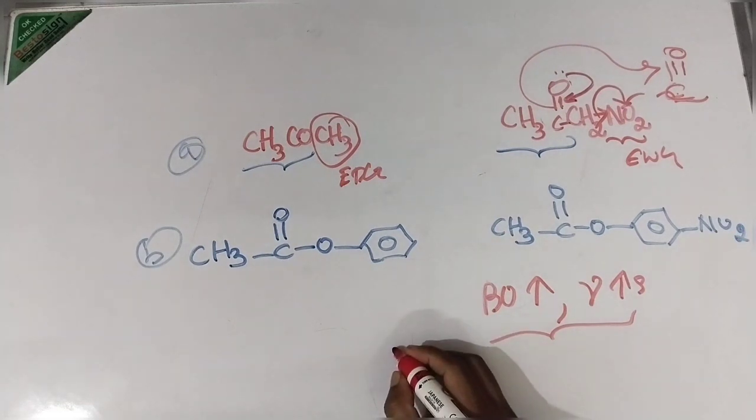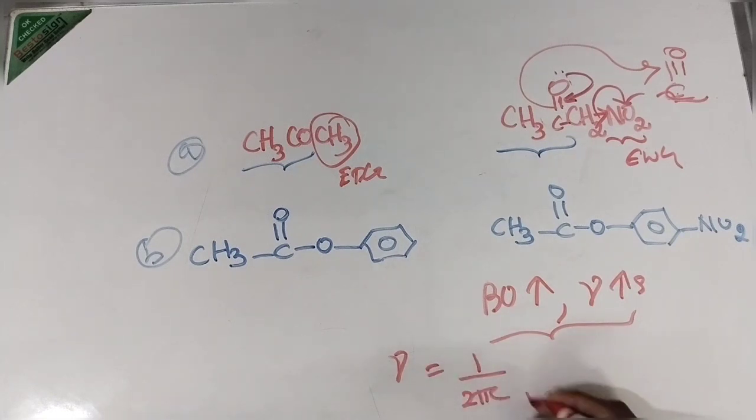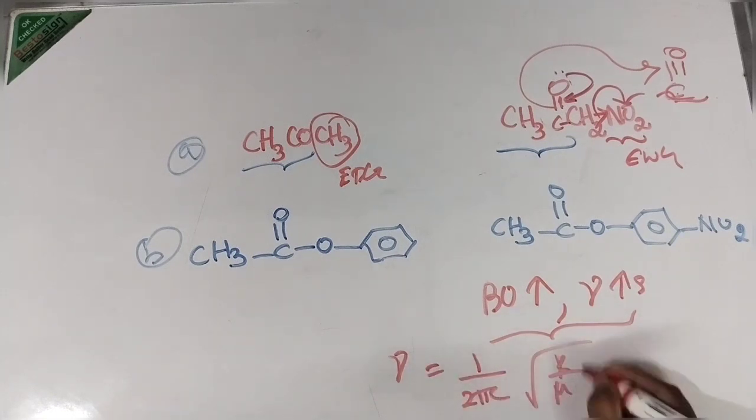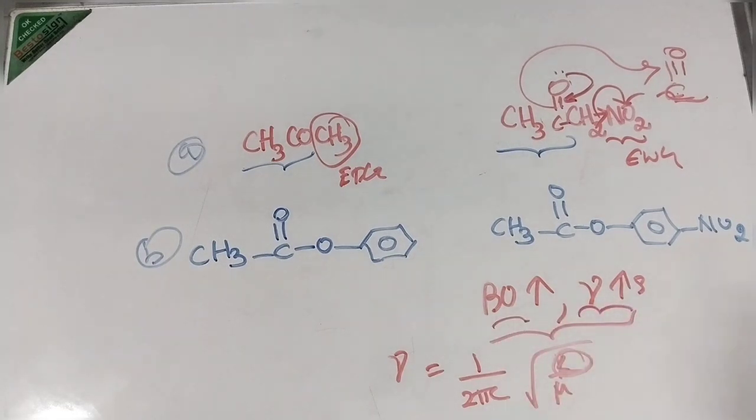Because we have told you in the previous video, Hooke's law, right? Nu is equal to 1 by 2 pi c root of k by mu, where k is nothing but our bond strength, okay? Bond strength depends upon the bond order. So if bond order increases, obviously frequency will increase.